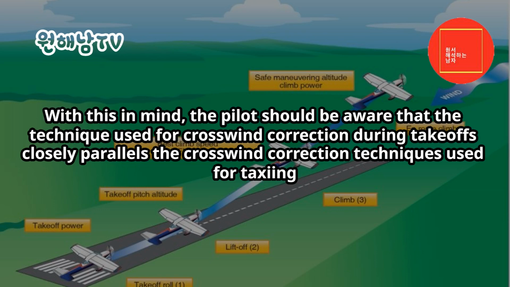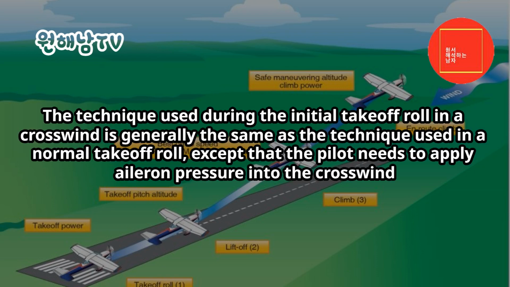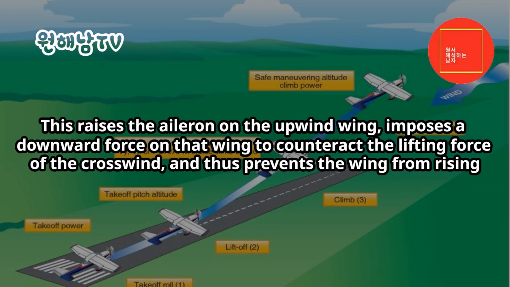With this in mind, the pilot should be aware that the technique used for crosswind correction during takeoffs closely parallels the crosswind correction techniques used for taxiing. Takeoff roll. The technique used during the initial takeoff roll in a crosswind is generally the same as the technique used in a normal takeoff roll, except that the pilot needs to apply aileron pressure into the crosswind. This raises the aileron on the upwind wing, imposes a downward force on that wing to counteract the lifting force of the crosswind, and thus prevents the wing from rising.